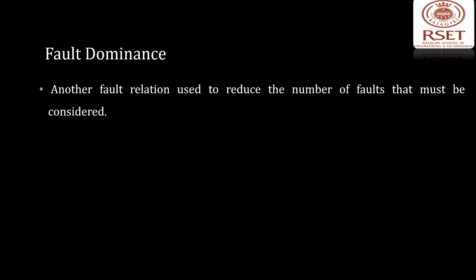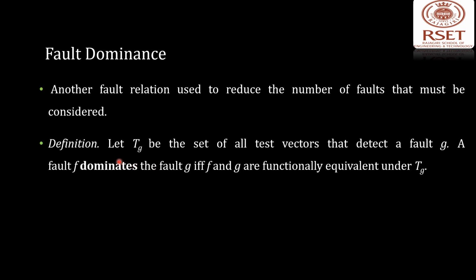Fault dominance is the final topic of this session. If the objective of testing is limited to fault detection only, then equivalence, another fault relation, can be used to reduce the number of faults that must be considered. Now, the formal definition of fault dominance is this: we have a set of all test vectors T of G that will be detecting a fault G. A fault F dominates G if and only if F and G are functionally equivalent under T of G.